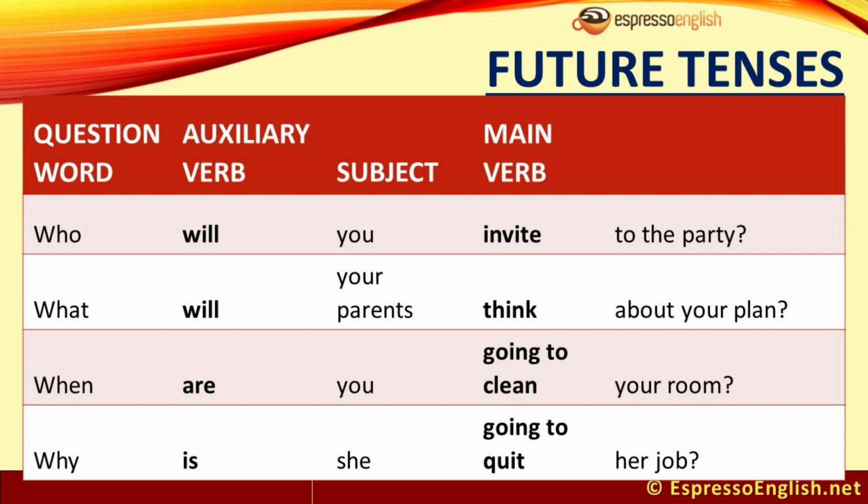So we have two ways of talking about the future, will and going to. In the first case, the auxiliary verb is always will, and the main verb is in the base form. Who will you invite? And in the second case, the auxiliary verb is are for subjects you, we, and they, or is for subjects he, she, and it, or am for the subject I. And the main verb is going to, and then the verb. Why is she going to quit her job?